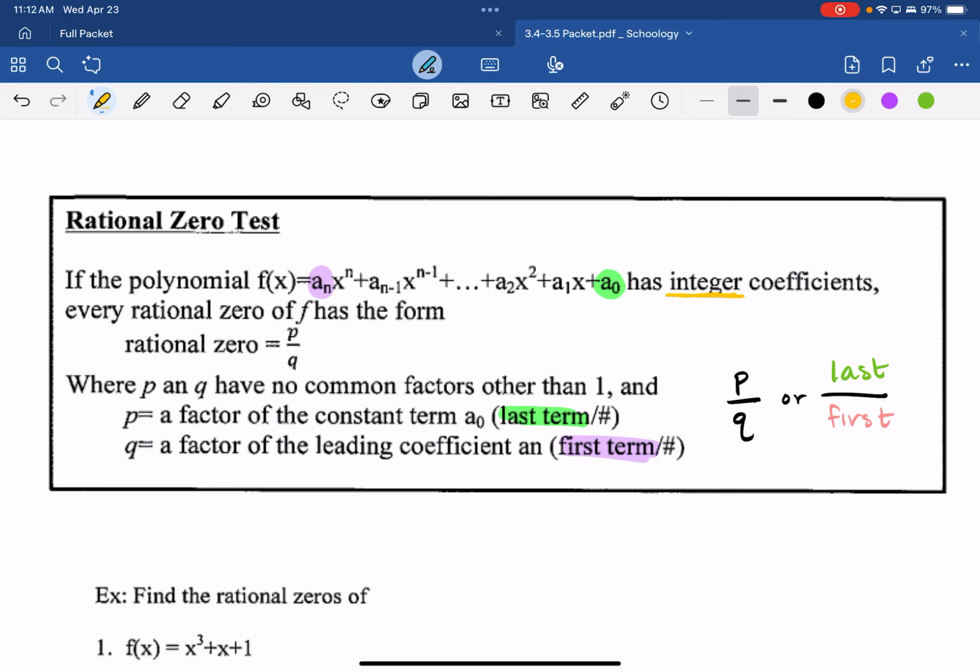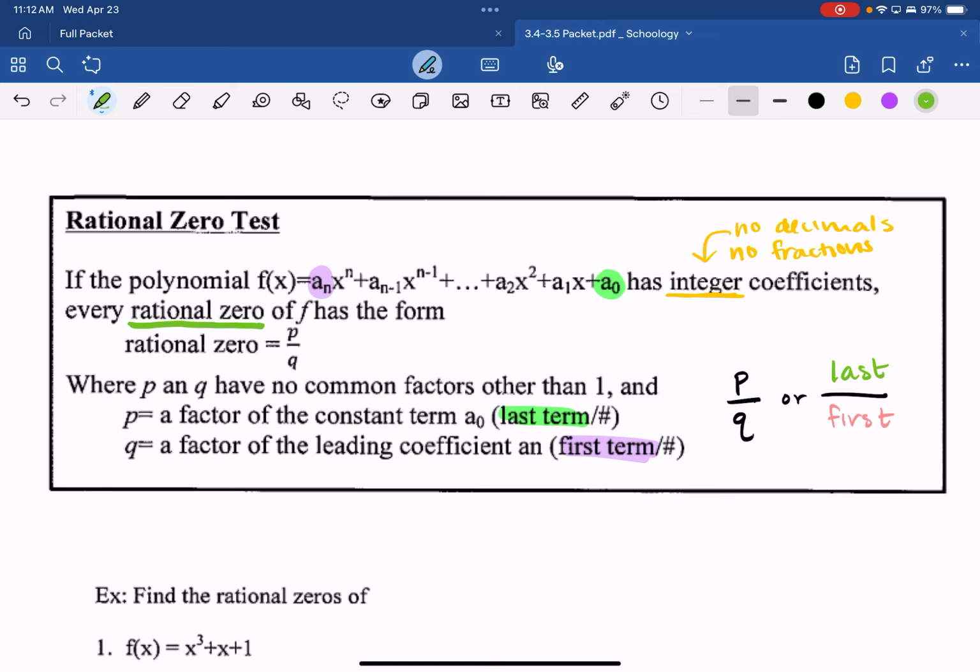Integer coefficients. So what does that mean? No decimals, no fractions. Okay? Okay, that's what that means. So all my coefficients are nice numbers, right? That's all that's saying. Every rational zero of f has the form p over q. Okay, so before I go into what that P over Q is talking about, rational zero.